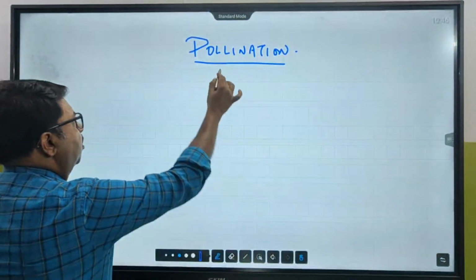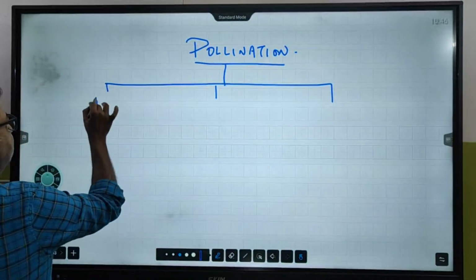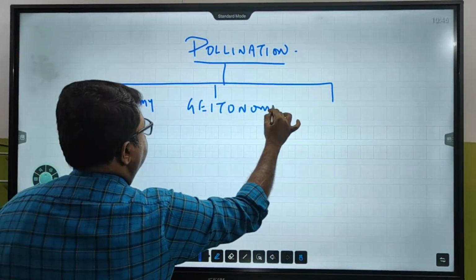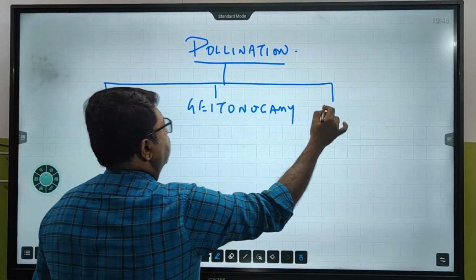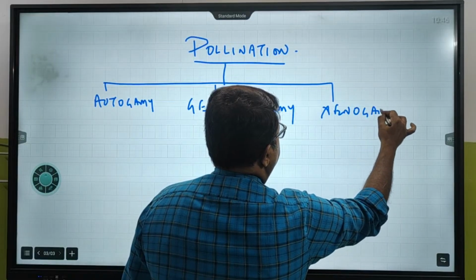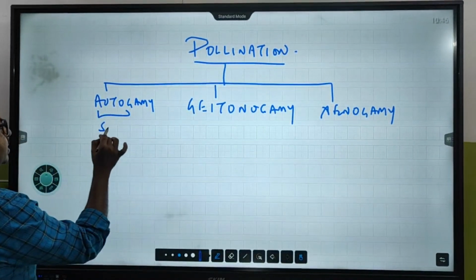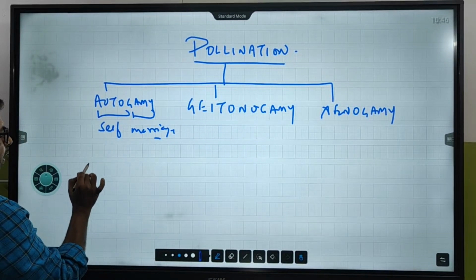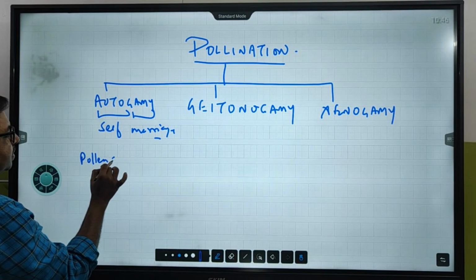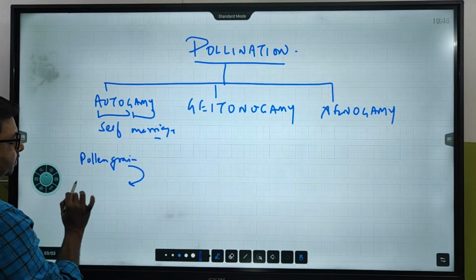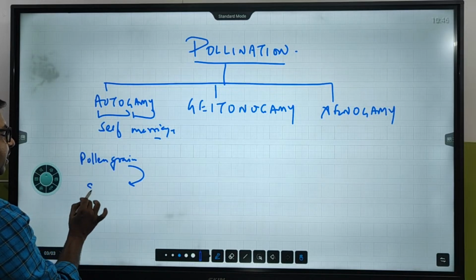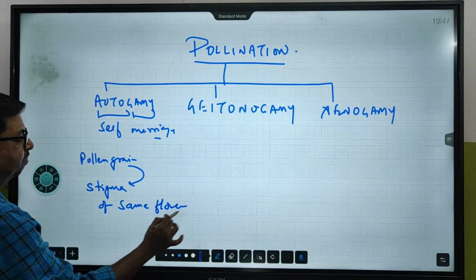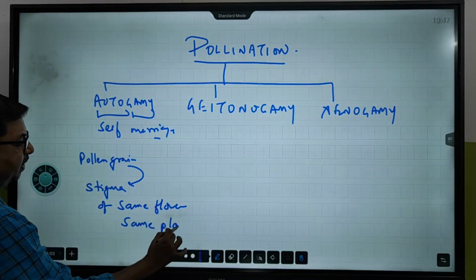That means, on the basis of pollination, we can classify them into three types. One is autogamy, next is geitonogamy, and the last one is xenogamy. So when we talk about autogamy, auto means what? Self, gamy is marriage. That means we are talking about self-pollination. When the pollen grains from the anther fall to the stigma of the same flower of the same plant of the same species.